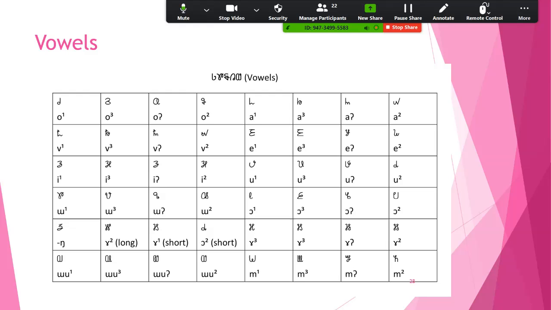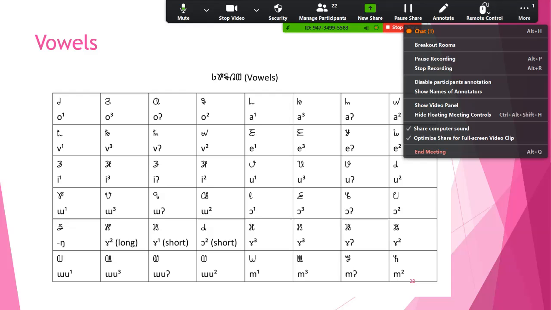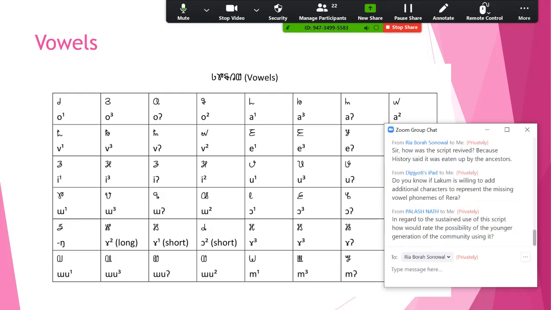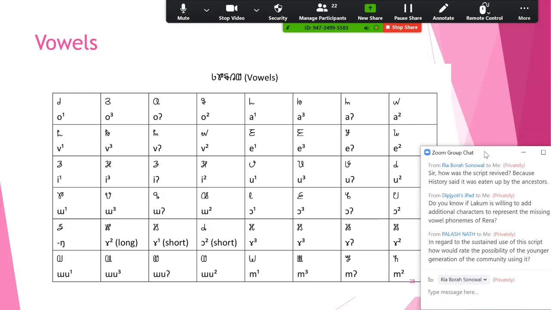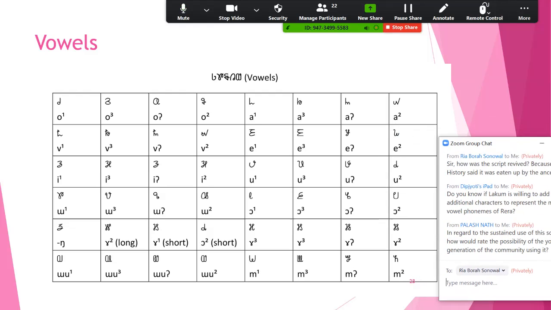And Deep has established that this is a definite phonemic distinction in the Rera variety. So if this script is going to work for other varieties, it needs to have the ability to have a symbol for that in there. And let's say this is a matter under negotiation.